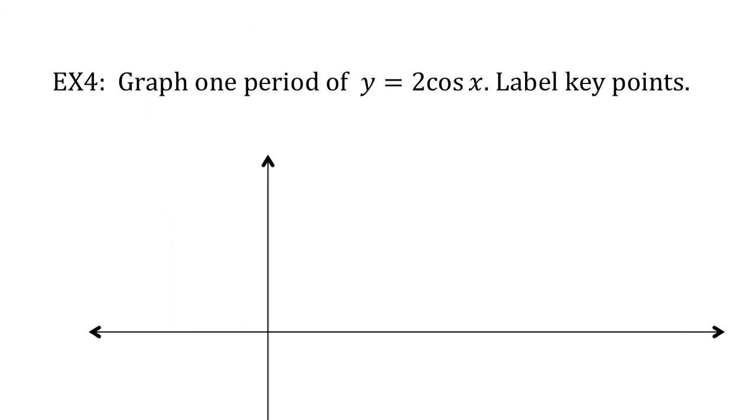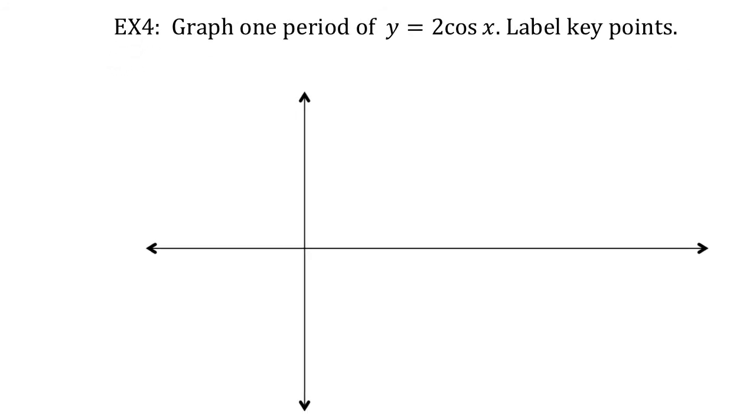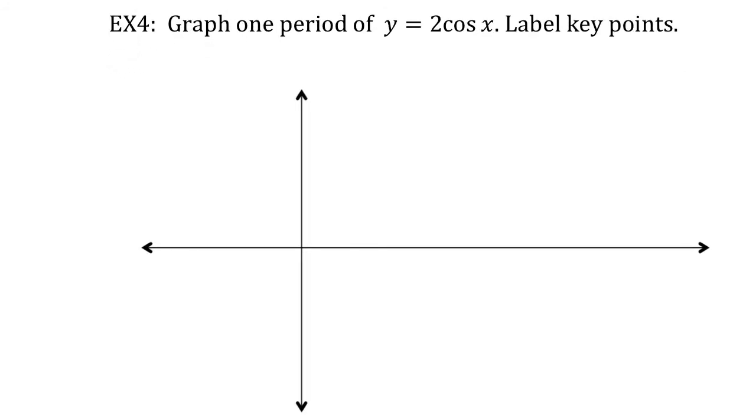Okay, and then one more. Here, if you have a coefficient in front of your trig function, what that does is that affects the height of the graph. Okay, so that is called the amplitude. So usually we're going between 1 and -1, but this will just stretch our graph.